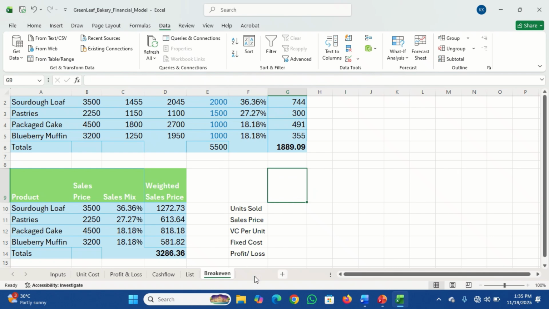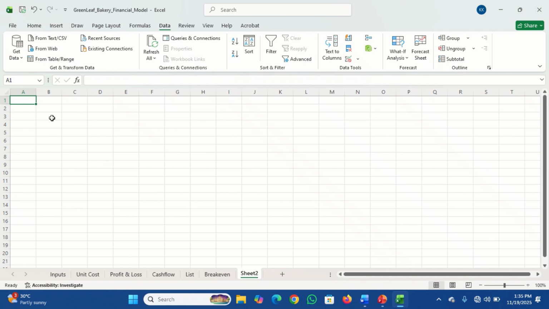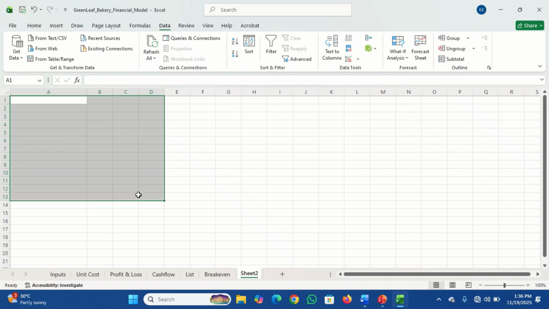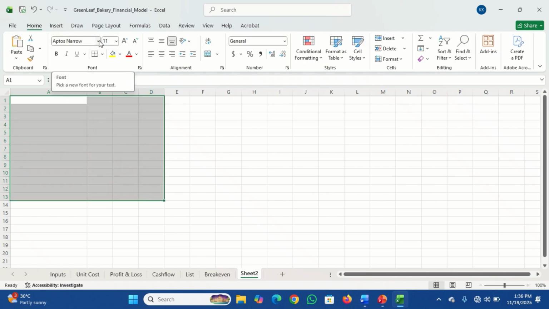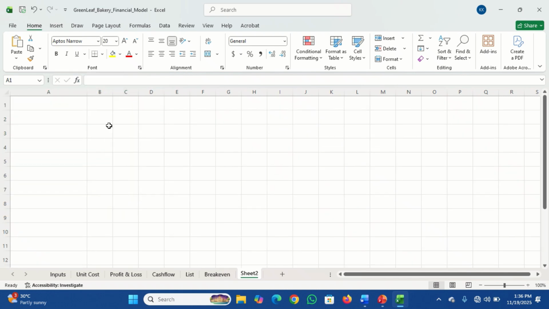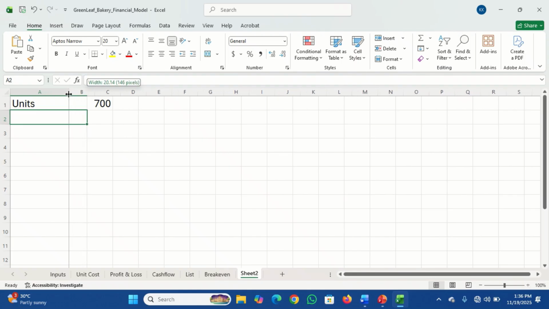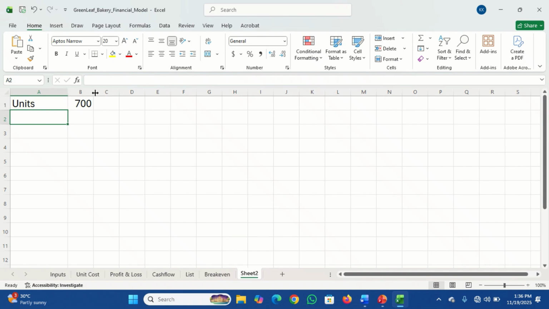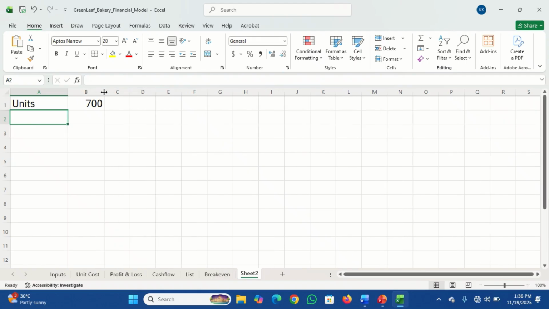Let me just open a worksheet. There is a free worksheet here. Now, we are going to be very critical about this. Let me increase this font so it will be clearer. Okay, let's assume now the units to be sold is 700. Let's assume this is what our customers demand every single month. But we need to break even if we're selling at this quantity every month.